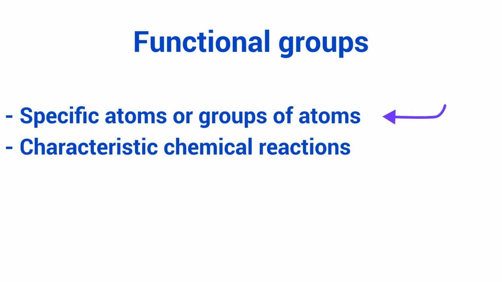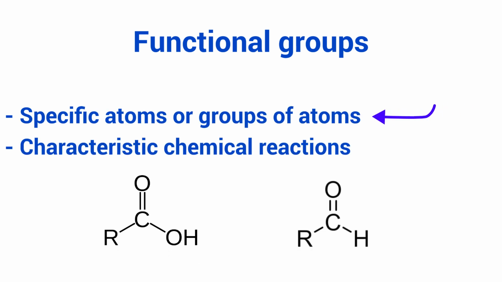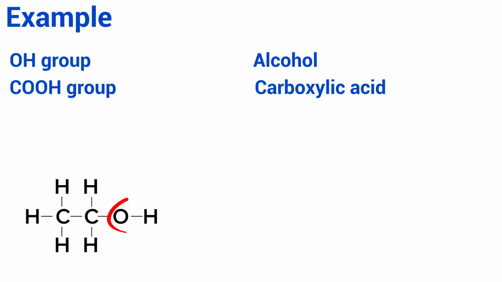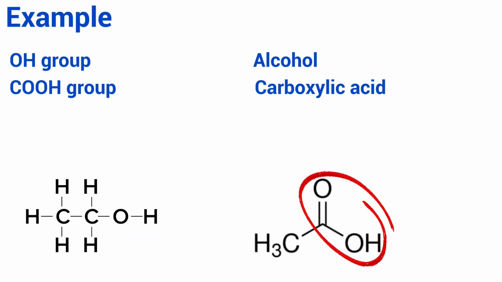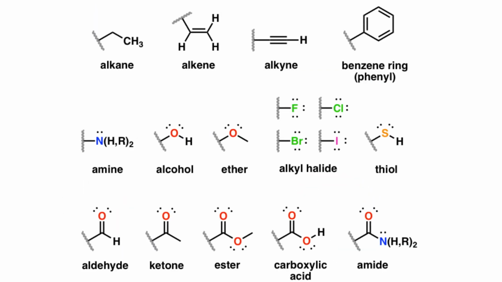Let's get started. Functional groups are specific atoms or groups of atoms within molecules that are responsible for the characteristic chemical reactions of those molecules. For instance, a hydroxyl group gives molecules their alcohol properties, while a carboxyl group gives them acidic properties. Different functional groups react in unique ways, and they're essential for understanding organic reactions.